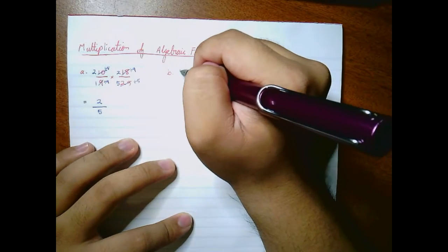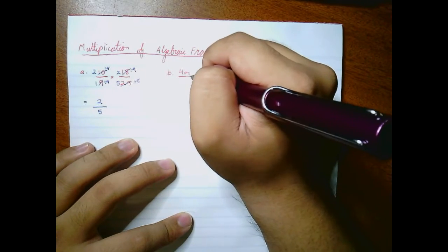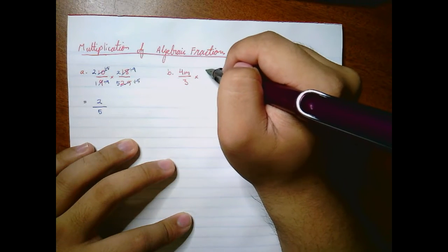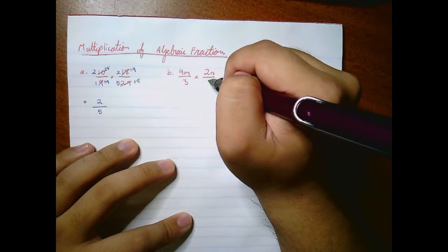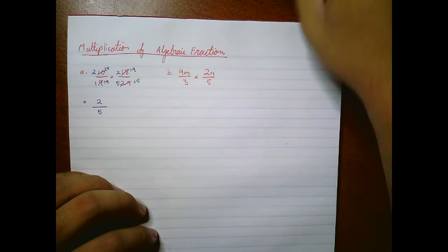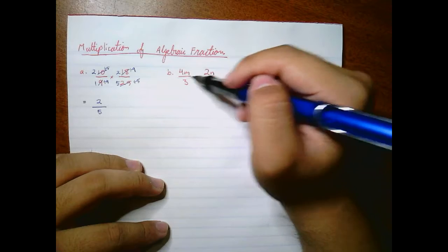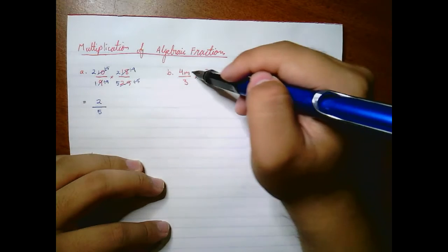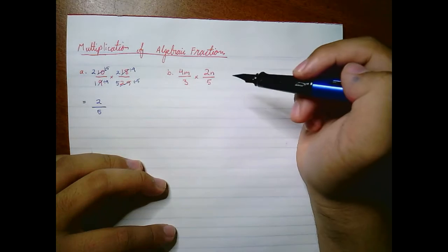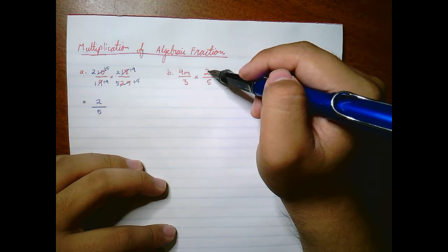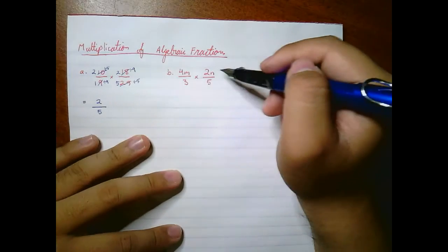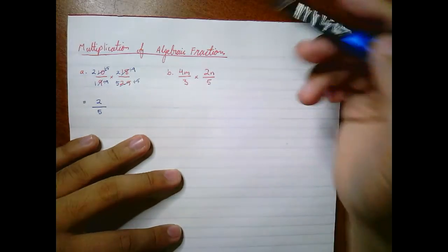B, it's 4m over 3 times 2n over 5. Same thing, we'll see if we can cross off any common factors from top and bottom. So 4, there's no common factors with 3 and 5. 2 has no common factors with 3 or 5. So with this one, we just multiply top with top, bottom with bottom.